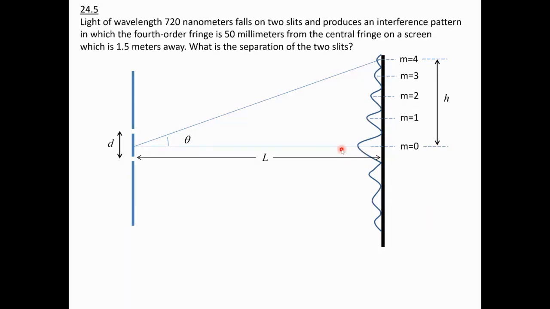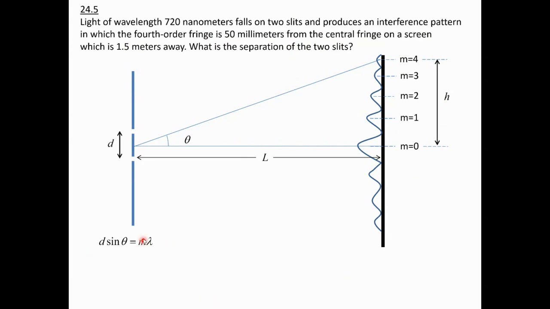Okay, so this is the central fringe, m equals 0. The next bright spot is here, so m equals 1, 2, 3, and 4. So when it refers to the 4th order fringe, we're talking about this bright spot here. Right, so 1, 2, 3, 4. All right, so there's the setup. And the 4th fringe, by the way, is a distance h away from the central fringe. That is given in the problem, because it says that the fourth order fringe is 50 millimeters from the central fringe. So H is 50 millimeters.